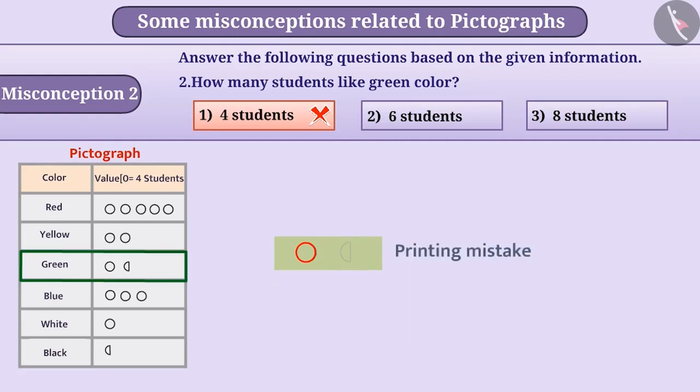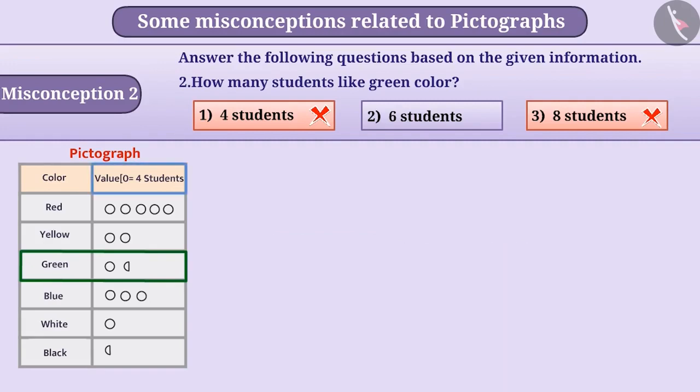Similarly, assuming printing error, some children consider the indicated symbols as 2 complete symbols and think that the students who like green color are 4 plus 4 is equal to 8. So, they give the answer to this question as option 3. But this is also an incorrect answer.